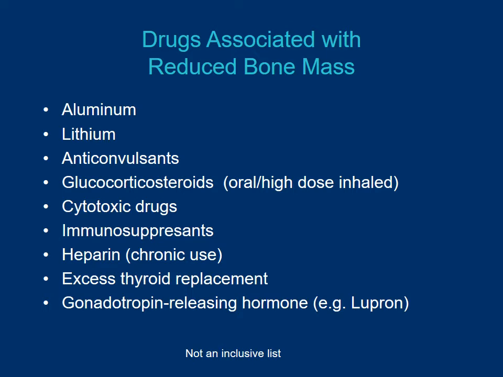The other drugs include heavy metals like lithium and aluminum, some of the anticonvulsant drugs because they inhibit vitamin D metabolism, some cytotoxic and immunosuppressive drugs, and heparin, especially for chronic users, excess thyroid replacement because it keeps the level towards the upper end of normal, and gonadotropin releasing hormones. That's not an inclusive list, but these are some of the drugs that can cause or predispose to osteoporosis, but they are not all.